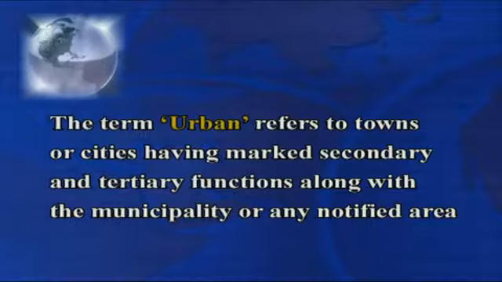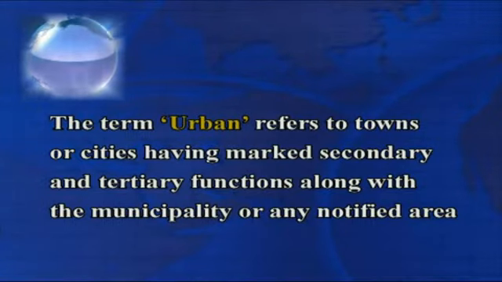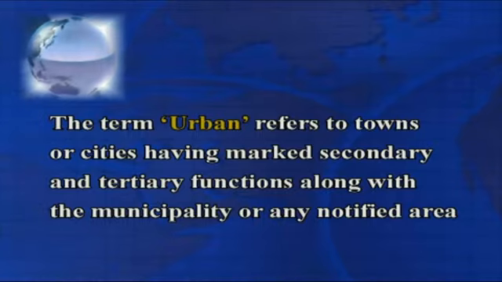The subject urban geography also focuses on the spatial dimensions of the urban centers, that is, their origin, location, siting, growth, functions and relationship with each other. The term urban refers to towns or cities having marked secondary or tertiary functions along with the municipality or any notified area. Urbanization is a process of population increase in urban areas.